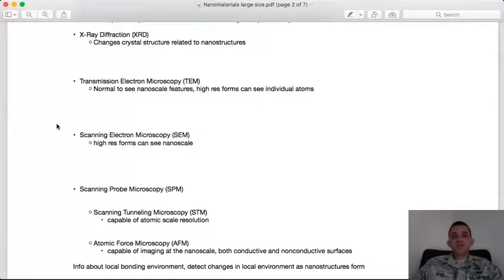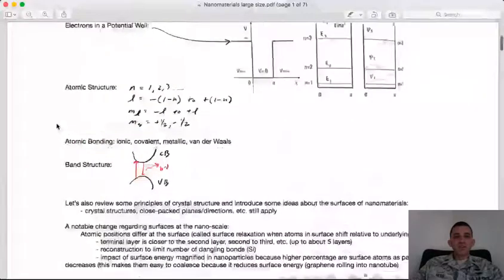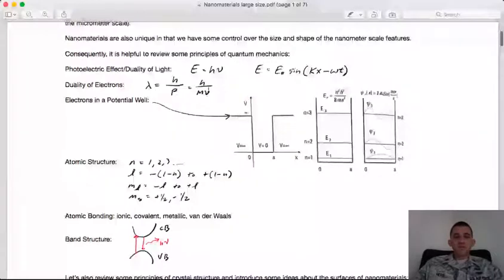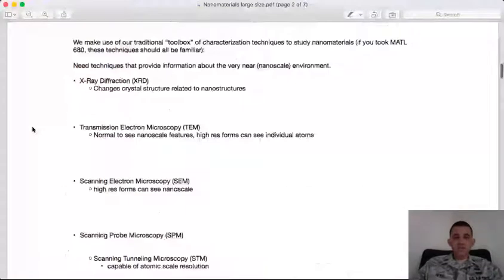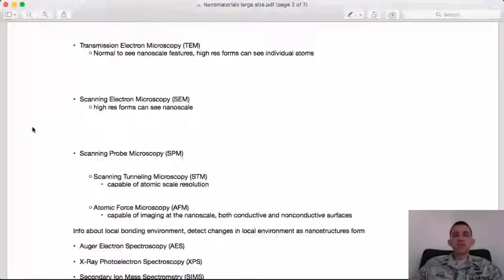Transmission electron microscopy makes use of very high energy electrons, right? And we talked about up here how when you have a really high energy, really high velocity electron, the wavelength gets very small. And so if the wavelength of that electron is small enough, it can interact with features at the surface that are of the same order of magnitude as its wavelength. And so the smaller the wavelength, the smaller the feature that you can see. High resolution TEM can see individual atoms, and normal TEM can image at the nanoscale.